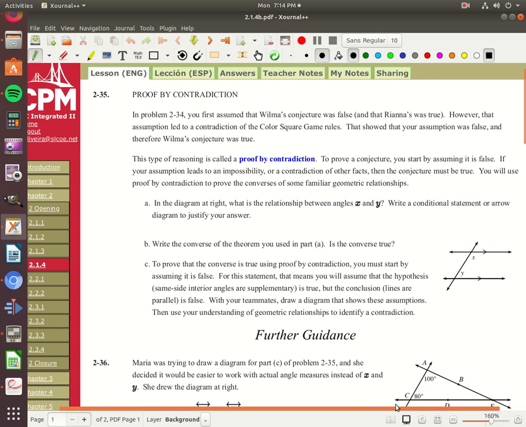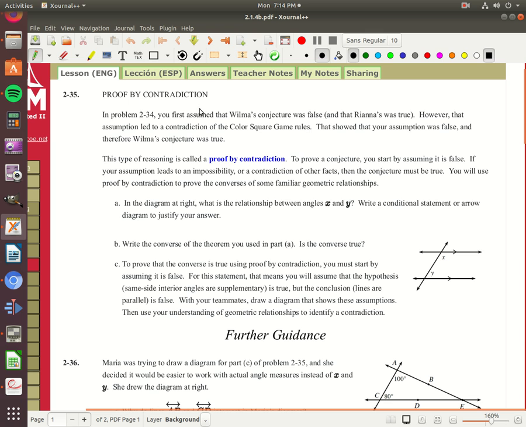And again, we didn't do problem 234. We used Sudoku. You first assume that a conjecture was false, and then that assumption led to a contradiction that showed your assumption was false. Therefore, one's conjecture was true. This type of reasoning is proof by contradiction. To prove a conjecture, you must start by assuming it's false. I guess I said the opposite. And then if your assumption leads to an impossibility or a contradiction of other facts, then the conjecture must be true. So yeah, I think I've been saying it wrong.